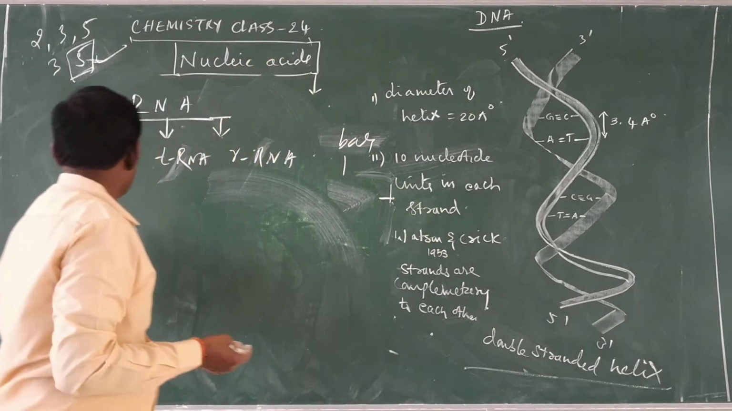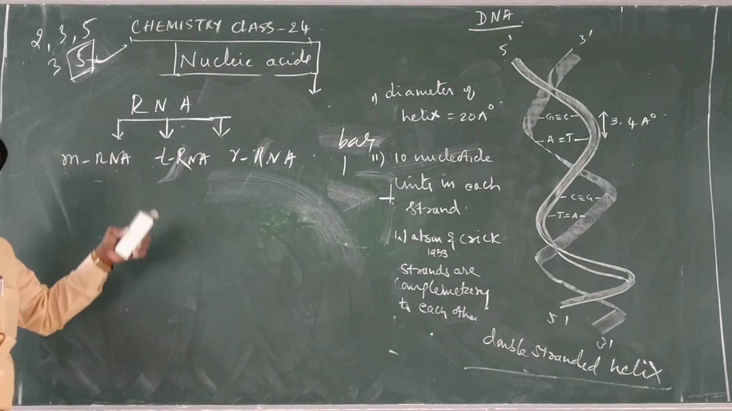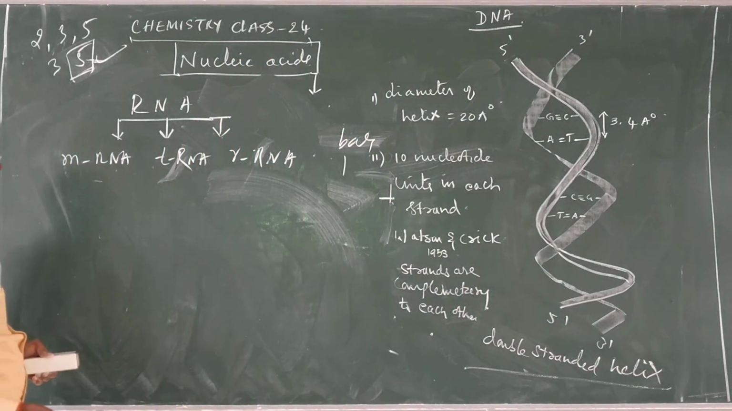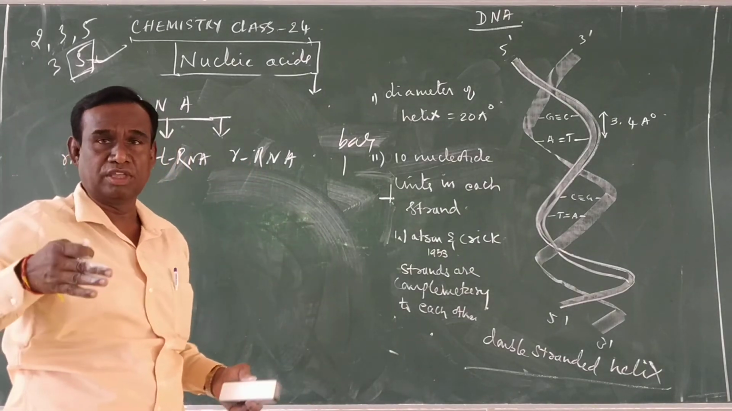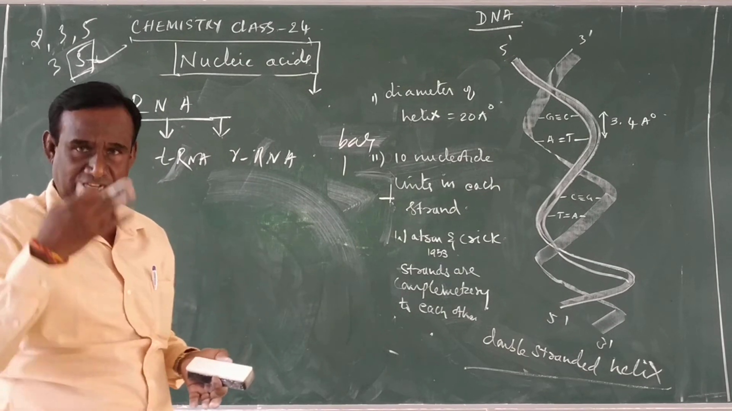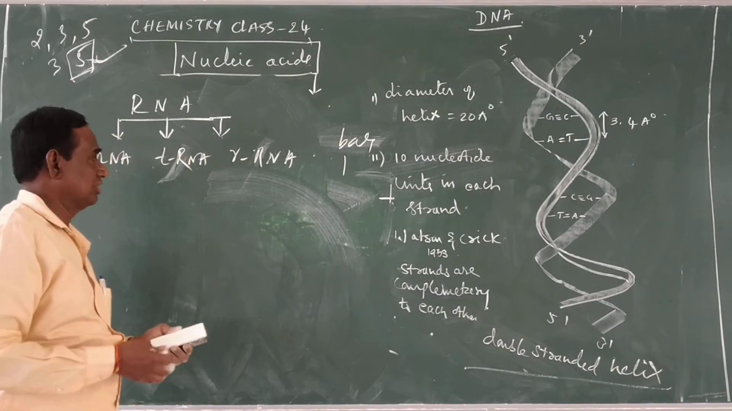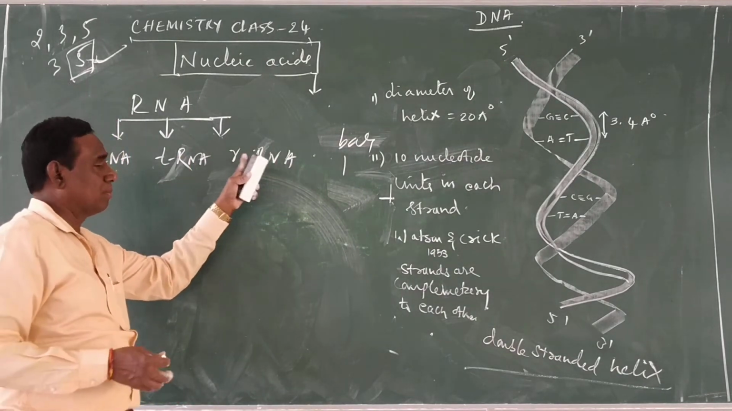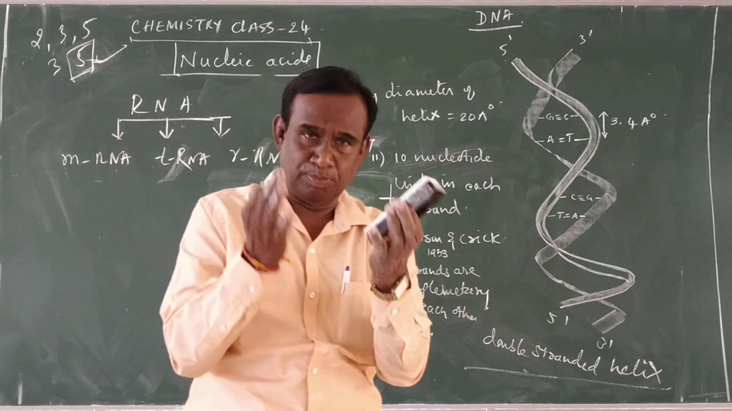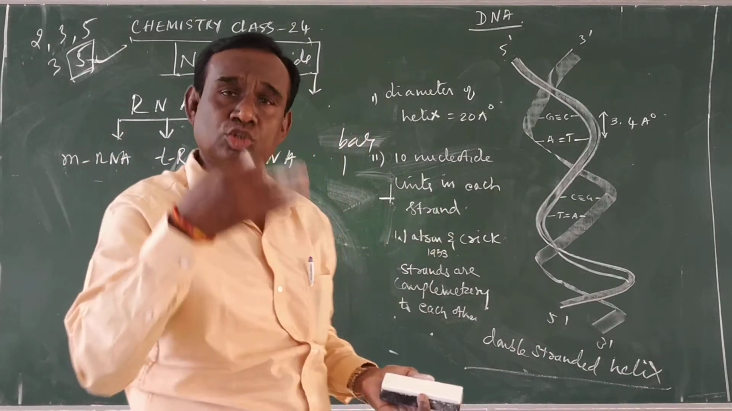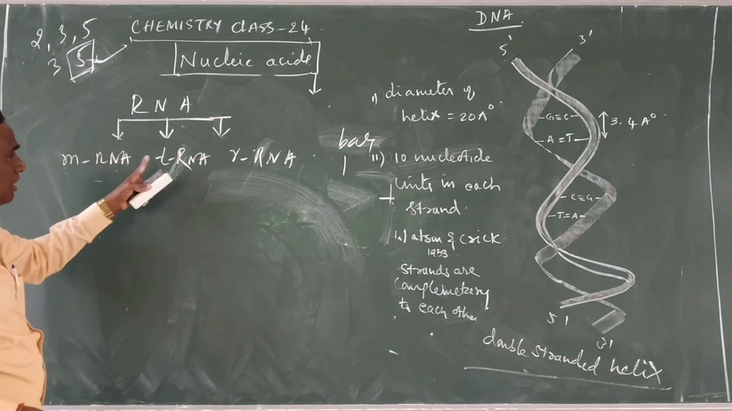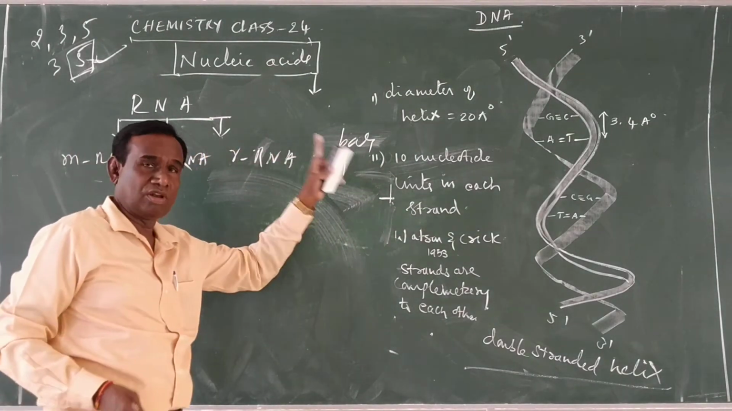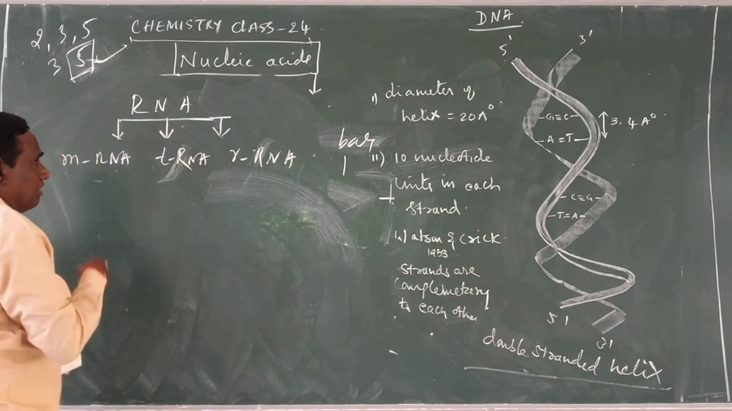That means mRNA will get the message from DNA for the protein synthesis. tRNA will transfer the amino acids to the place where the protein synthesis occurs, the site of protein synthesis. And rRNA will provide the site for the protein synthesis to take place. So these are the functions of messenger RNA, transfer RNA and ribosomal RNA. So this is regarding RNA.